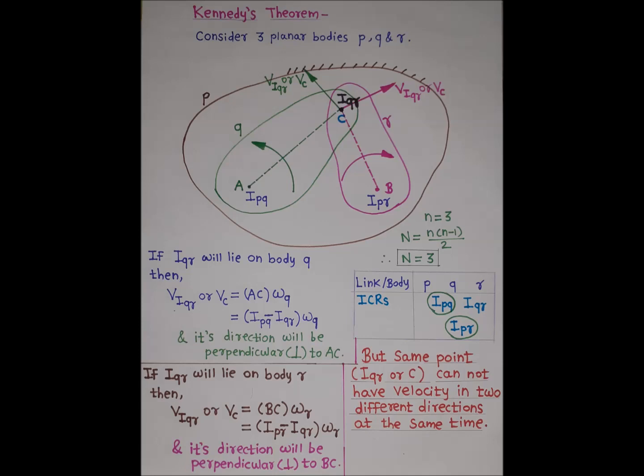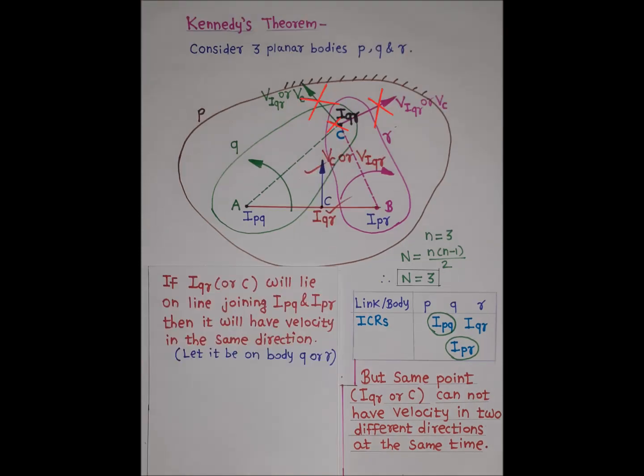But same point, that is ICR IQR or C, cannot have velocity in two different directions at the same time. Means whatever position we have shown for ICR IQR is not correct. If IQR will lie on line joining IPQ and IPR, then it will have velocity in the same direction. Here we can notice if IQR will lie on line joining IPQ and IPR, then VIQR, that is velocity at ICR IQR, will be in upward direction.